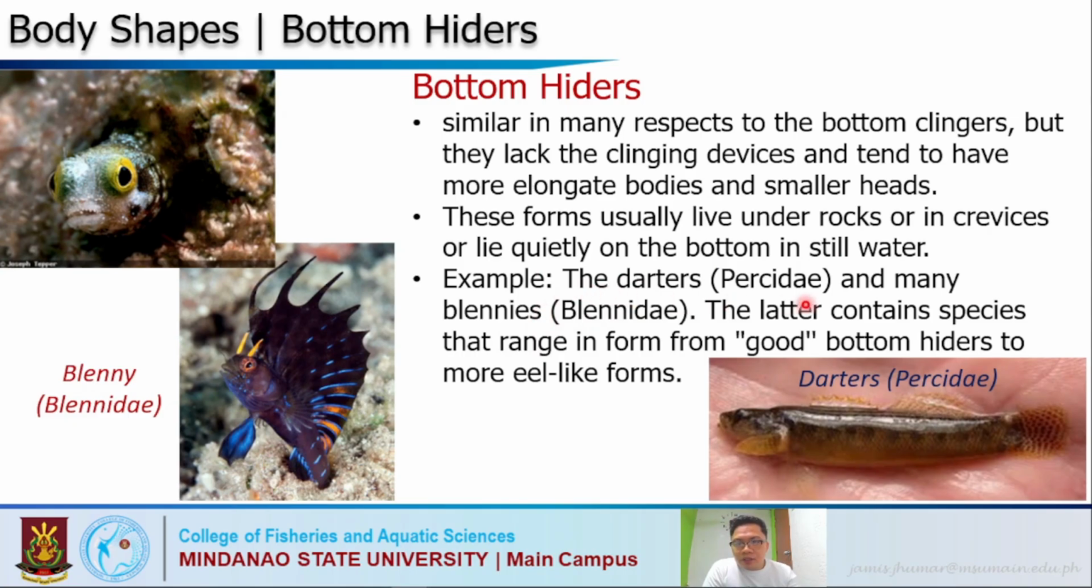These forms usually live under the rocks and crevices or lie quietly on the bottom in still water. Examples of which are darters or the Percidae and many Blenniidae or blennies, and the latter contains species that range from good bottom hiders to more eel-like forms. So here are examples: the Blenniidae and the darters or the Percidae. So those are the bottom hiders. They basically are found sometimes or mostly under the rock, under the substrate, or even under the sand for most gobies. And we locally name them as mga subok.